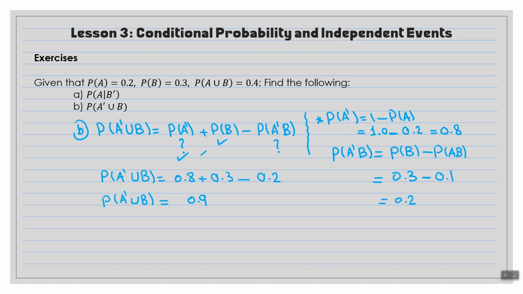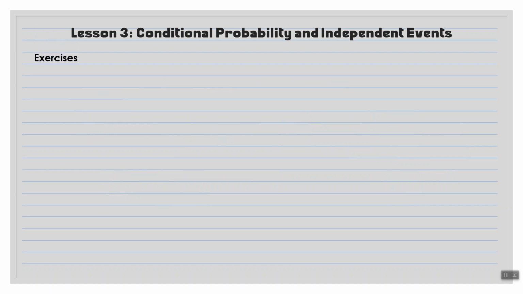Let's do another question. So a second exercise. Given that the probability of A is 2 over 5, the probability of B is 3 over 10, and the probability of A union B is half, find the probability of AB. Okay? So this should be quite easy.